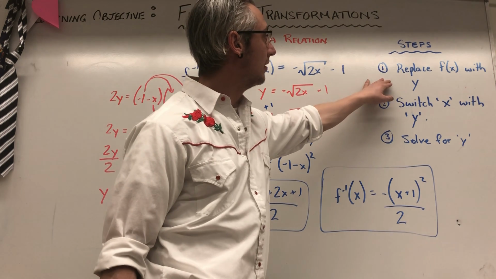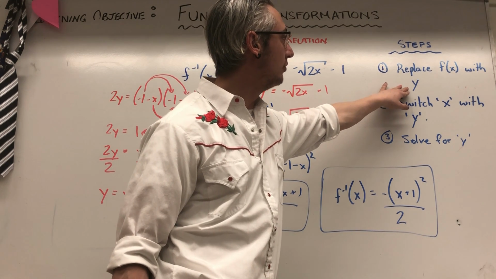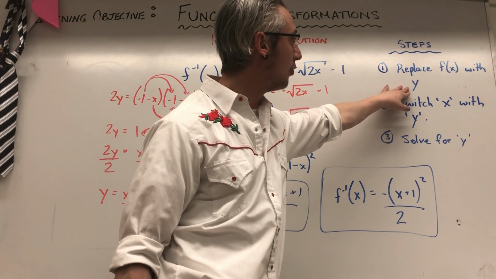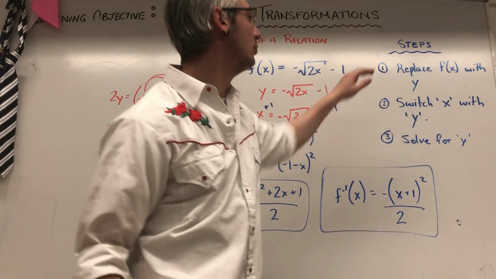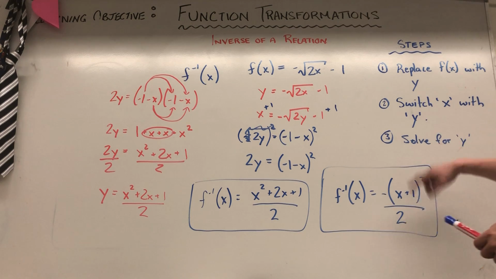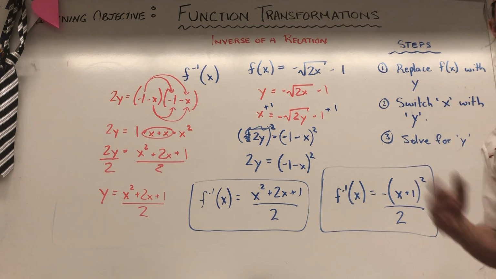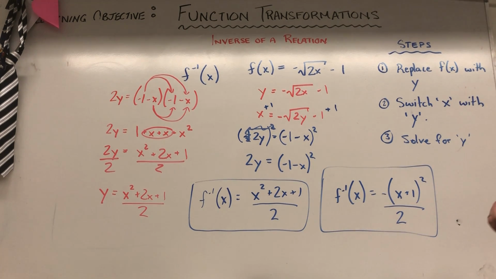Replace f of x with y so that we can just work with a variable that's easier to deal with. We could have done it with f of x, but y is just an easier thing to work with. Then we switch x and y and we solve for y. Every time. That's how we're going to calculate the inverse of a function.